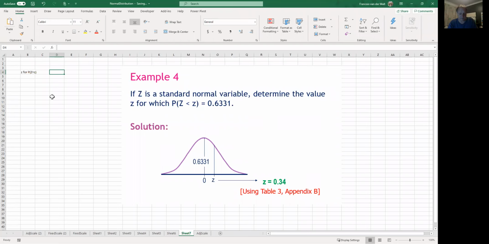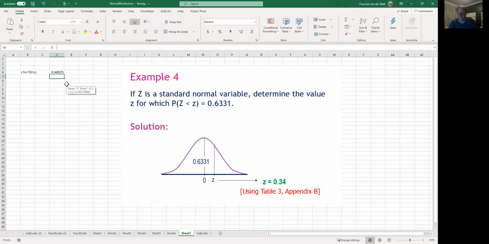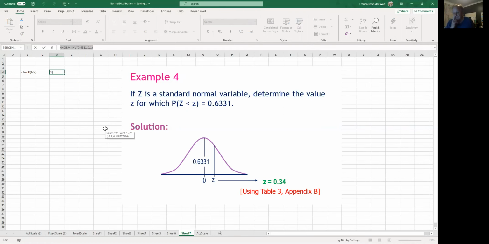So in this particular case, all I need to do is NORM.S.INV, the inverse. And the probability we're looking at is 0.6331. The mean, we know, is 0. The standard deviation is 1. And the answer is 0.34, and you can see that's what they got as well, using tables and all kinds of complex stuff. You can go and look it up, 0.34, or you can just use the Excel formula. And that's the one I recommend.